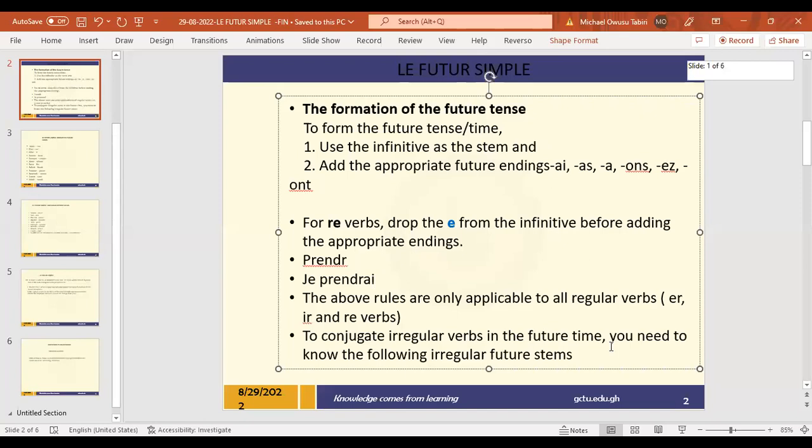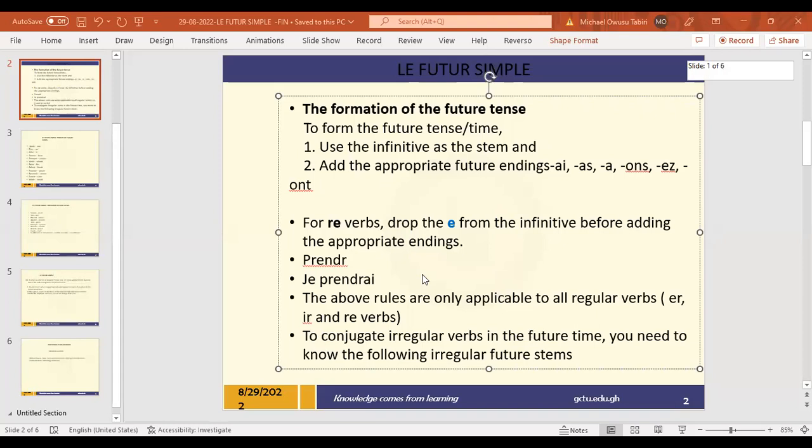So the point we are trying to make is this. In French, to conjugate the future tense, you need to use the infinitive form of the verb as the stem. Then you add the appropriate endings. These are the endings. When it comes to the RE verbs, you just have to drop the E and then you add the endings. And all that we are saying here is only applicable to regular verbs. We did that last semester, don't forget.